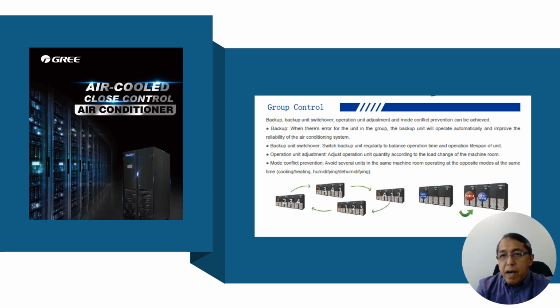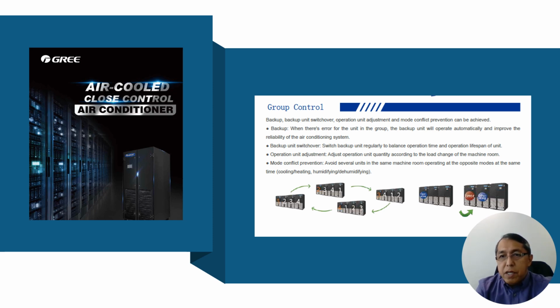The group control backup or backup unit with switchover operation, unit adjustment, and mode conflict prevention can be achieved. Backup, when there is error for the unit in the group, the backup unit will operate automatically and improve the reliability of the air conditioning system. Backup unit switchover, which switches the backup unit regularly to balance operation time and operation lifespan of the unit.